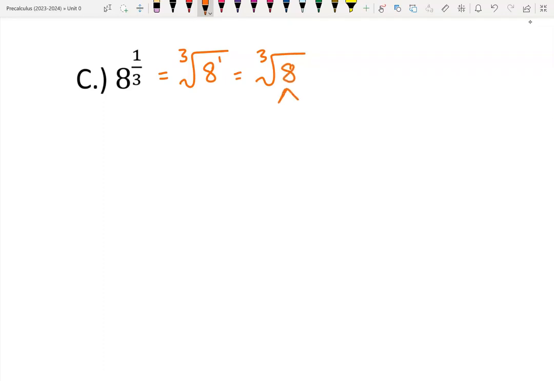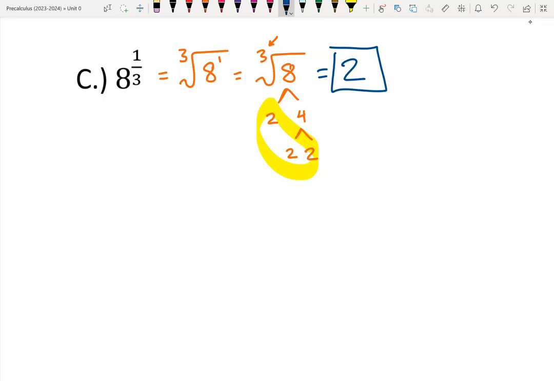But now I can break it down according to my index. 8 is 2 times 4. 4 is 2 times 2. I'm looking for 3 of the same number. Well, there I have it, 3 of the same number. Nothing left over in my branches. So that is equal to 2, just 2. That is what has been multiplied 3 times.